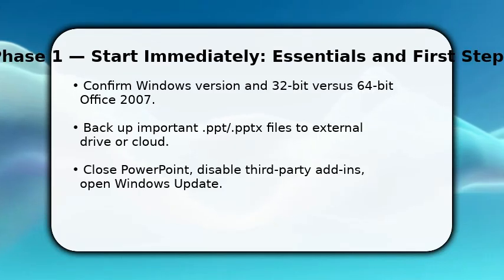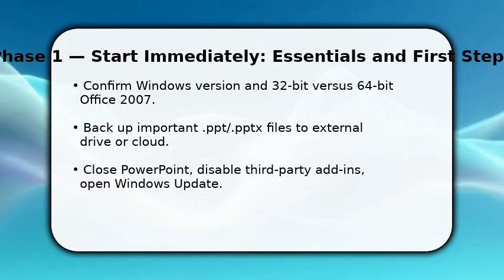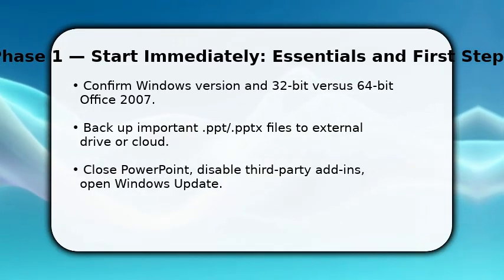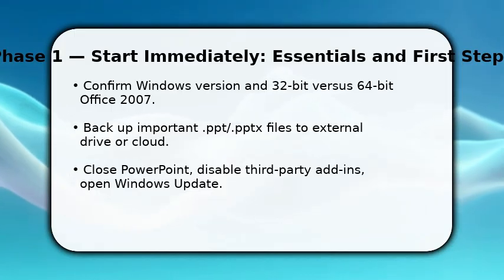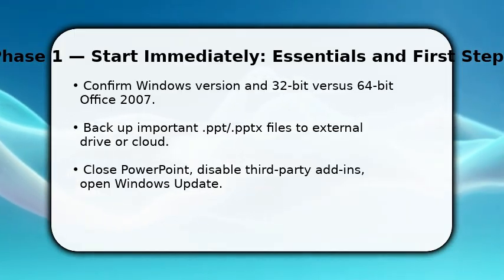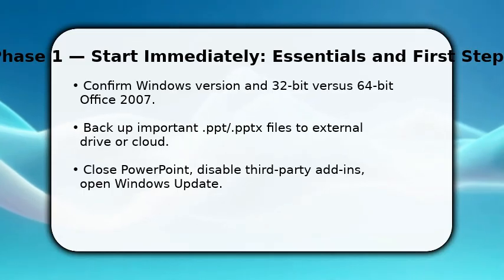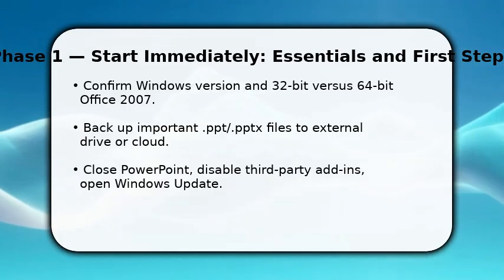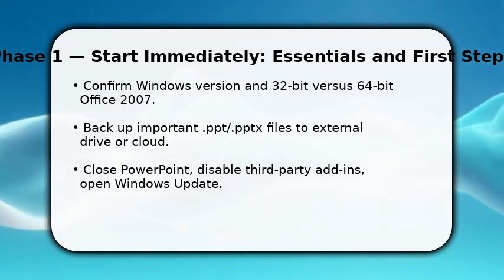Enjoy the video. You begin by confirming prerequisites. Check Windows Edition and whether your Office 2007 is 32-bit or 64-bit because updates differ. Once done, back up important PPT and PPTX files to an external drive or cloud to avoid data loss. Then close PowerPoint and temporarily disable third-party add-ins so updates apply cleanly.